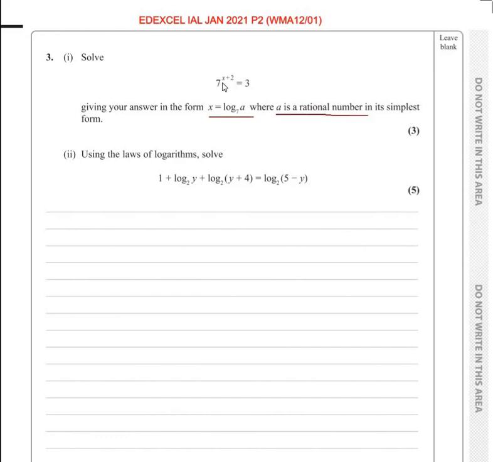So what we are going to do over here is take log to the base 7 on both sides, because they want us to get the answer in this form. So we take log of 7 to the power of x plus 2 to the base 7 equal to log of 3 to the base 7. So we are going to take log to the base 7 on both sides.